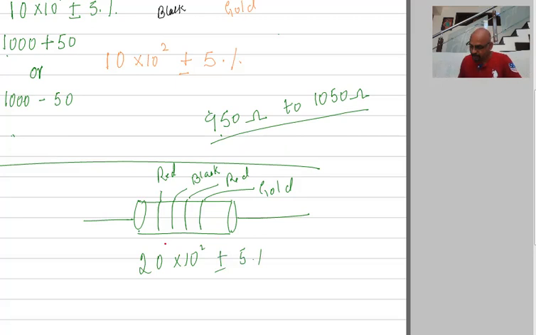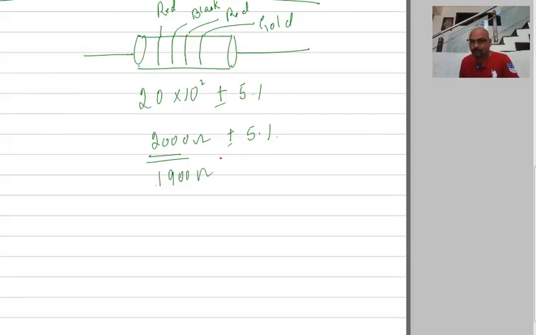What is 20 into 10 to the power 2? It is 2000 ohms. What do you mean by 2000 ohms plus or minus 5%? What is 5% of 2000? It is 100. That means the resistance cannot be exactly equal to 2000. It can be 1900 ohms to 2100 ohms. That means the possible variation of resistance is represented by tolerance. So tolerance represents the possible variation of resistance. So that is how it is.